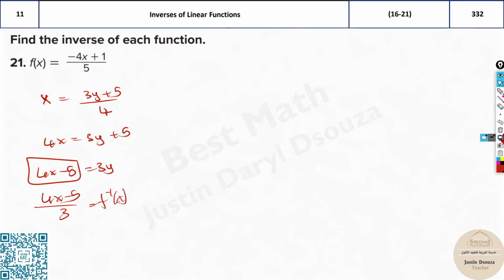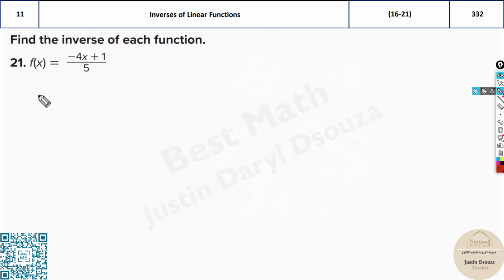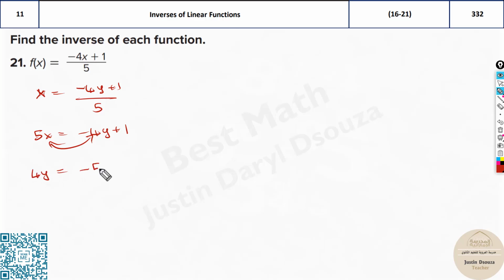And similarly, the last problem, just like that, it will be x is equal to minus 4y plus 1 divided by 5. 5 to the other side will be 5x equals minus 4y plus 1. Now here what you need to do is, because I need y always positive, I'll take this to the other side, I'll swap these two, okay? 4y becomes positive and 5x becomes negative plus 1. And now y is equal to, divided by, it'll be minus 5x plus 1 divided by 4. That'll be the final answer.